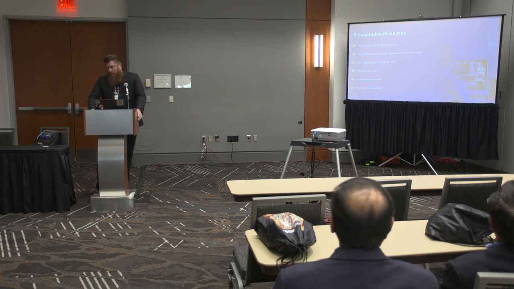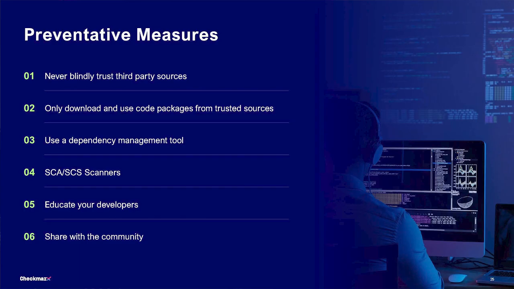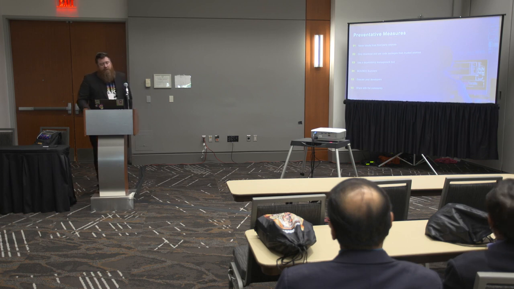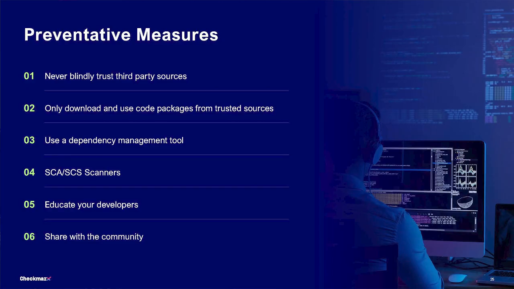Okay. So with preventative measures, you should never blindly trust third-party sources. With dependency confusion, there are ways to double check and fingerprint your packages to make sure that you're not downloading other outside packages. That goes along with only downloading from trusted sources. Use a dependency management tool, SCA and SCS scanners, so that we keep up.